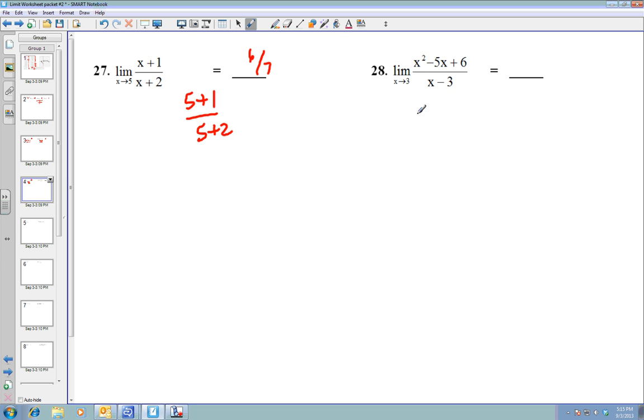And on this one, I can't use direct substitution because I'm going to get 0 in the bottom. So anytime that happens, you must be able to factor or rationalize or something. Okay, I know that factors of 6, that when I add them, I get 5 are 3 and 2. I know my signs are the same and they are minus. So that's going to be x minus 3, x minus 2. My 3's cancel. So now I have x minus 2 left, and now I can use direct substitution to get 1.